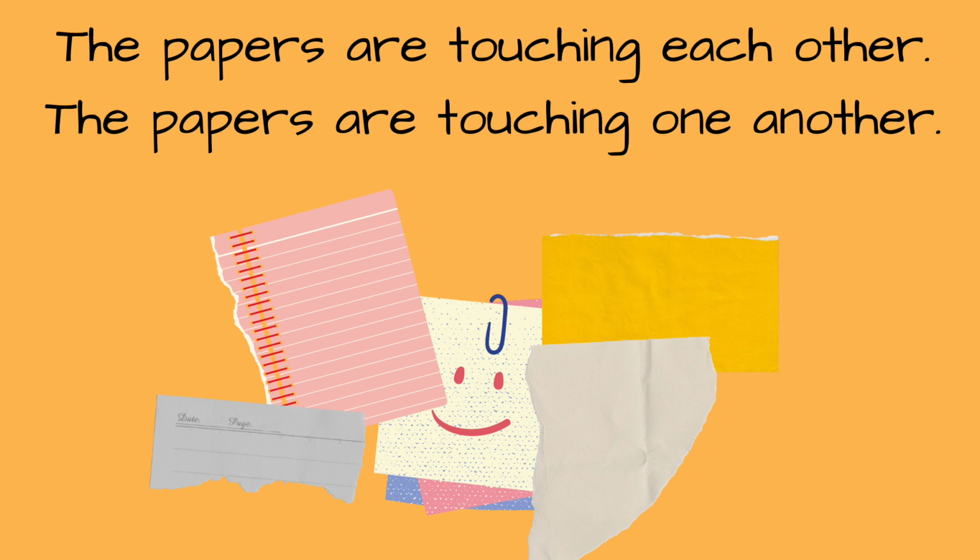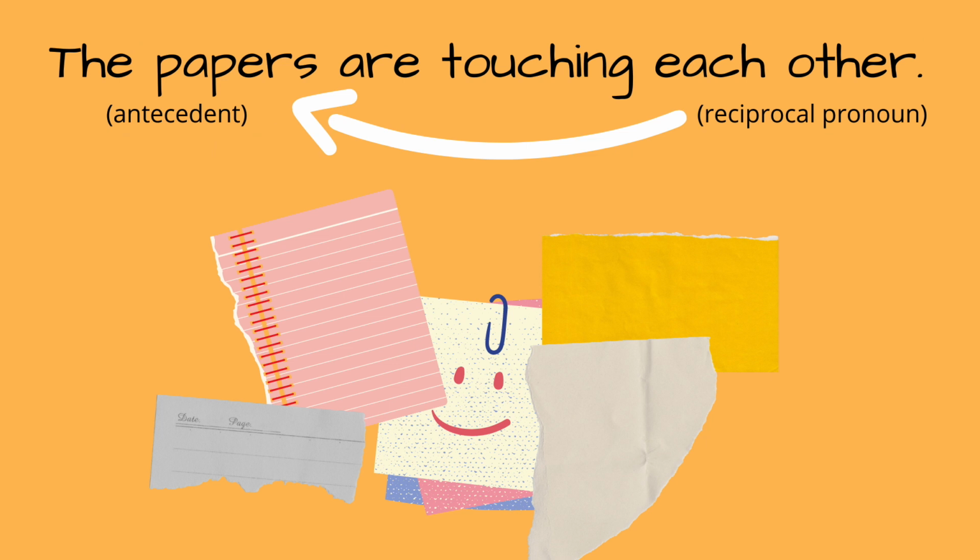And just one more thing that I'd like to add about reciprocal pronouns is that the reciprocal pronoun always refers back to an antecedent. Okay? The antecedent must, of course, be plural. So for example, in the sentence, the papers are touching each other, the papers is the antecedent for each other, okay? It's what each other is referring to, okay? So we must have an antecedent with reciprocal pronouns. And it must be plural or maybe even some sort of collective noun.